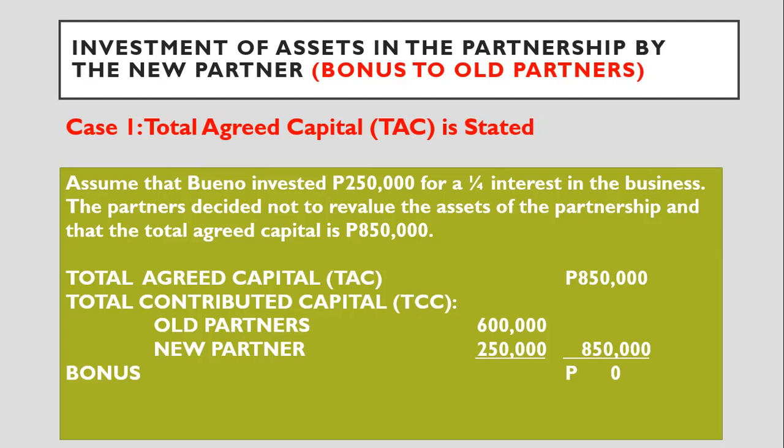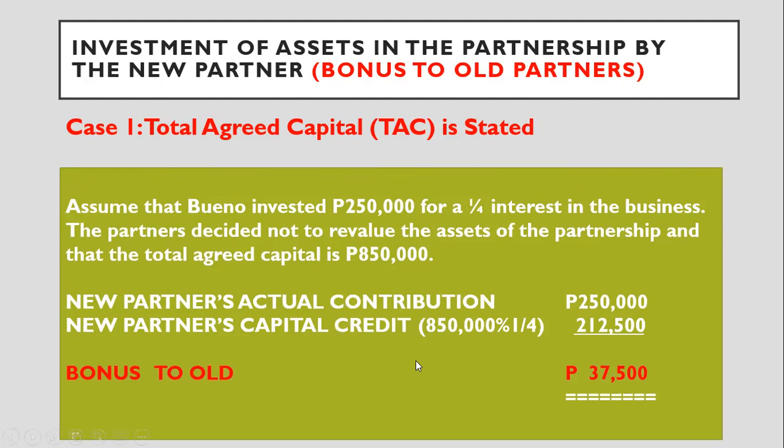Assume that Bueno invested 250,000 for a 1/4 interest in the business. The partners decided not to revalue the assets of the partnership and the total agreed capital is 850,000. So in this case, the total agreed capital is given in the problem. What you will do is compare the total agreed capital and the total contributed capital. Total agreed capital is 850,000 and the total contributed capital is old partners 600,000, new partner 250,000. So the total is 850,000. So in this case, total agreed capital is equal to the total contributed capital.